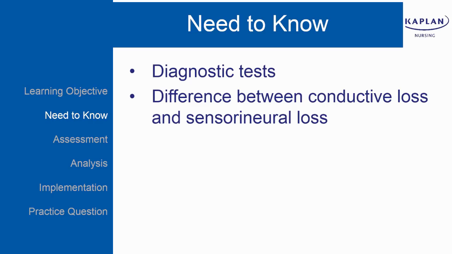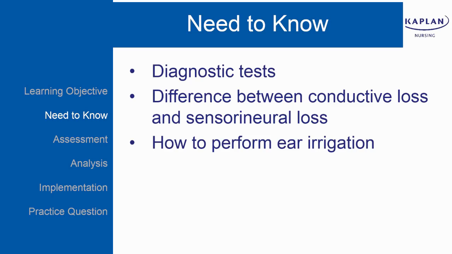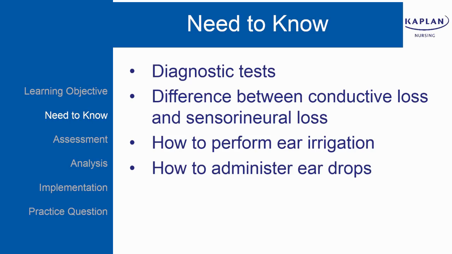The nurse needs to understand the difference between conductive loss and sensory neural loss. The nurse needs to know how to perform an ear irrigation. And the nurse needs to know the appropriate way to administer eardrops.